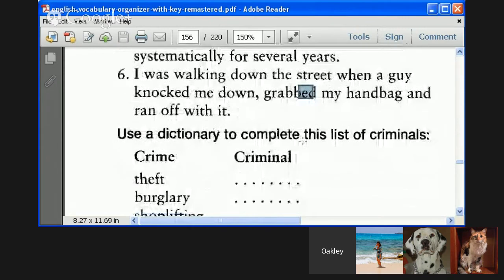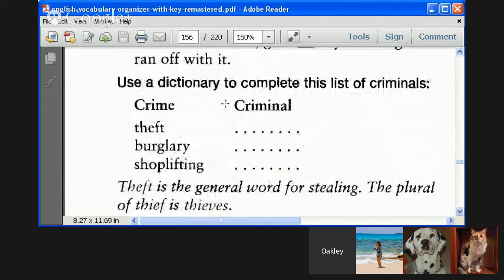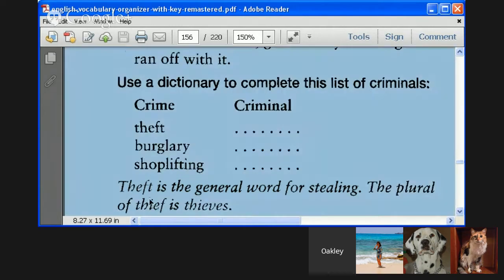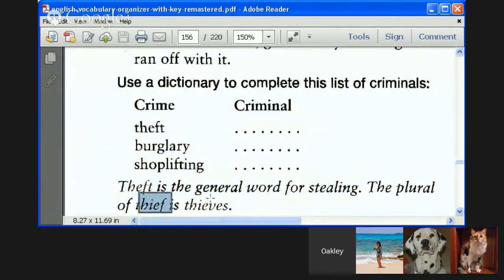Okay. Well, the person who does the activity is a what, Monica? Theft is committed by a thief. Theft is the general word for stealing. The plural of thief, by the way, because it ends with an F, is thieves with a V. More than one are thieves. A pack of thieves.